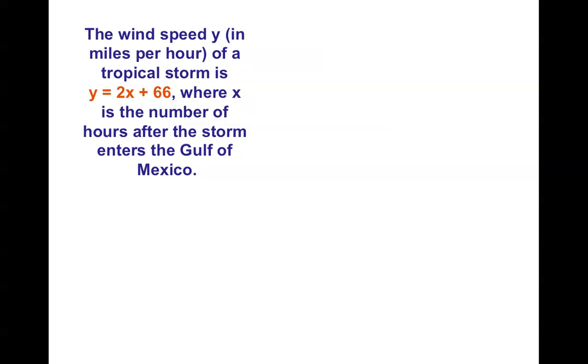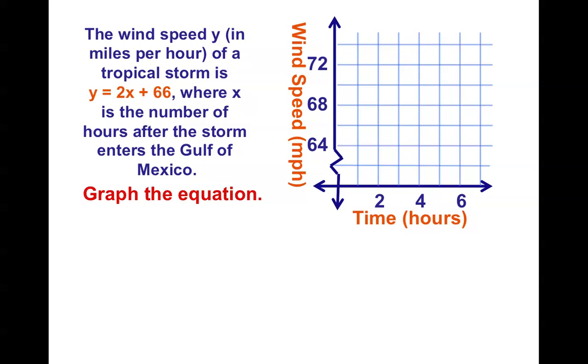The wind speed y in miles per hour of a tropical storm is y equals 2x plus 66, where x is the number of hours after the storm hits the Gulf of Mexico. So the question we want to know is, can we graph this equation? We create a nice graph where we've got wind speed on one side and time on the other.